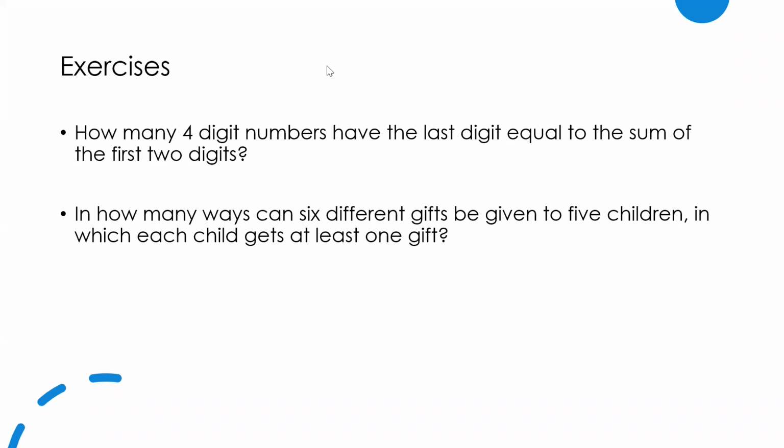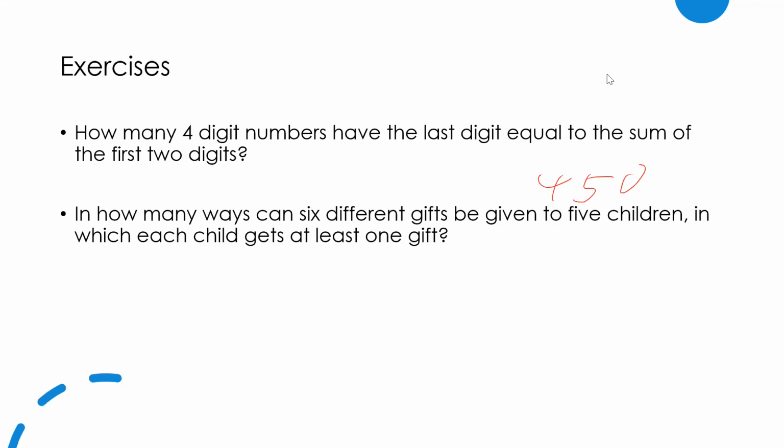And now for the second one, in how many ways can 6 different gifts be given to 5 children, and each child gets 1 gift? Oh yeah, I forgot. The third digit can be any digit, so that would be 450, my bad.